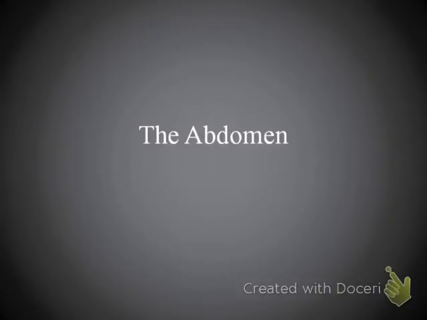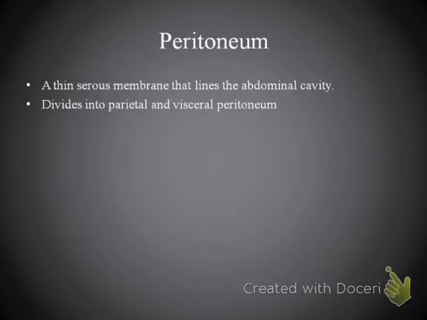The abdomen. As we begin looking at the abdomen, we must first begin by defining what is the peritoneum. The peritoneum is a thin, serous membrane that lines the abdominal cavity, and it's divided into the parietal and visceral peritoneum. This is why the abdominal cavity is called the peritoneal cavity.